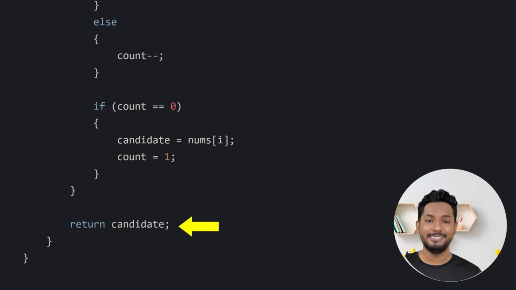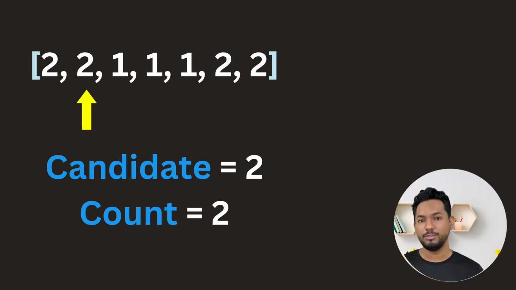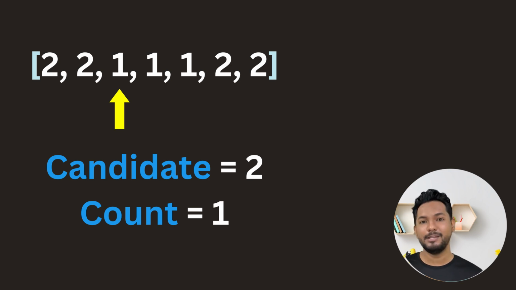Now let's walk through an example. We see this in action. Suppose we have the array. We start with the first element 2 as our candidate and a count of 1. As we move to the second element, it's also 2, so we increment the count to 2. Next we hit 1, which is different from our candidate, so we decrement the count to 1.